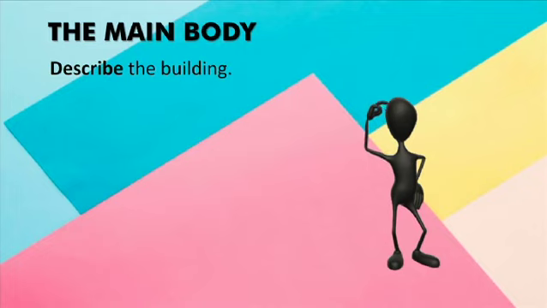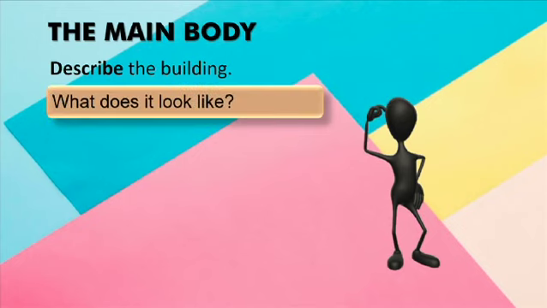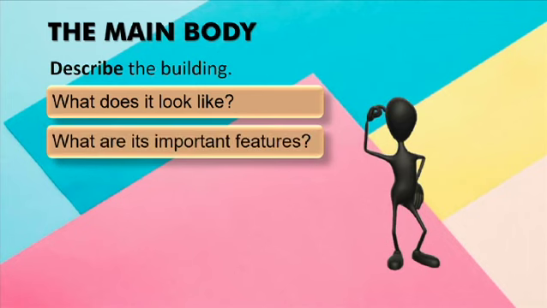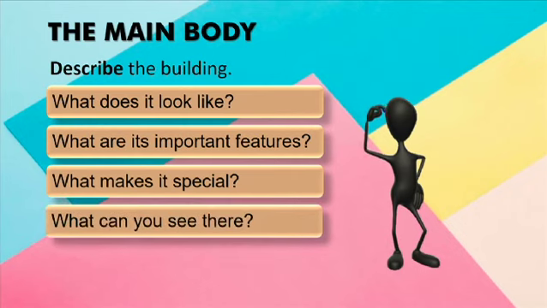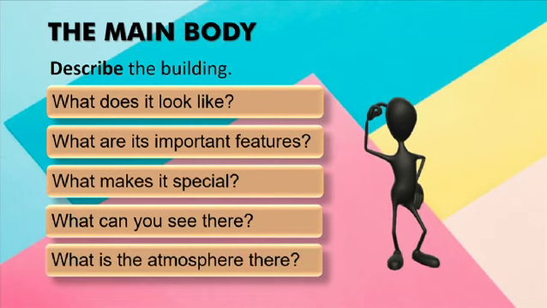In the main body, describe the building. What does it look like? What are its important features? What makes it special? What can you see there? What is the atmosphere there?